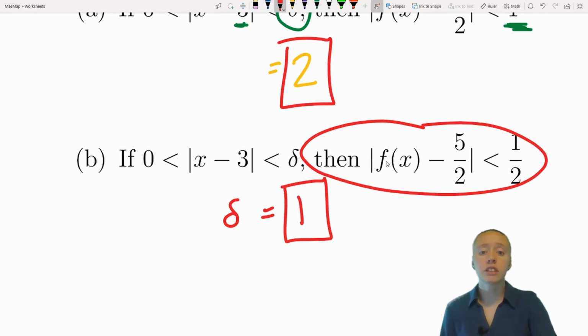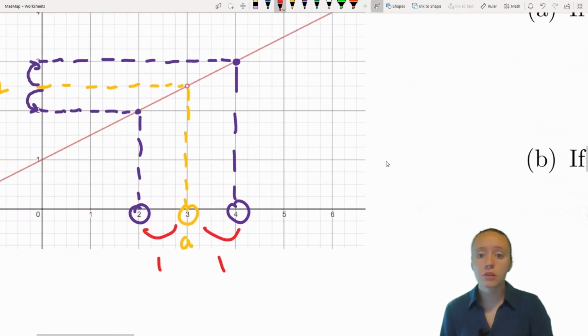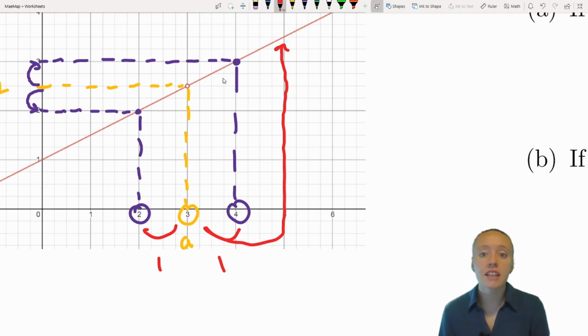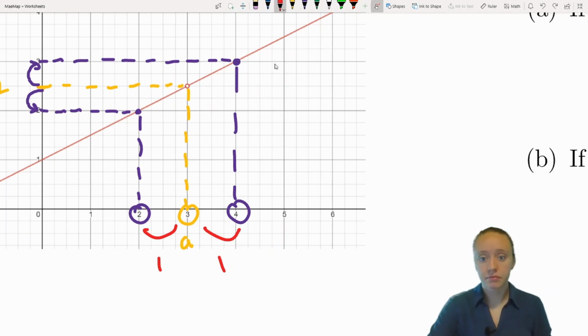If I try to do a different delta value, let's say 2, like we had up above, well, we know that's not true because if we went 2 to the right, you can see that this is bigger than a change of 1/2. It was a change of 1. So once we find our delta values, that other part of our if statement always holds true.